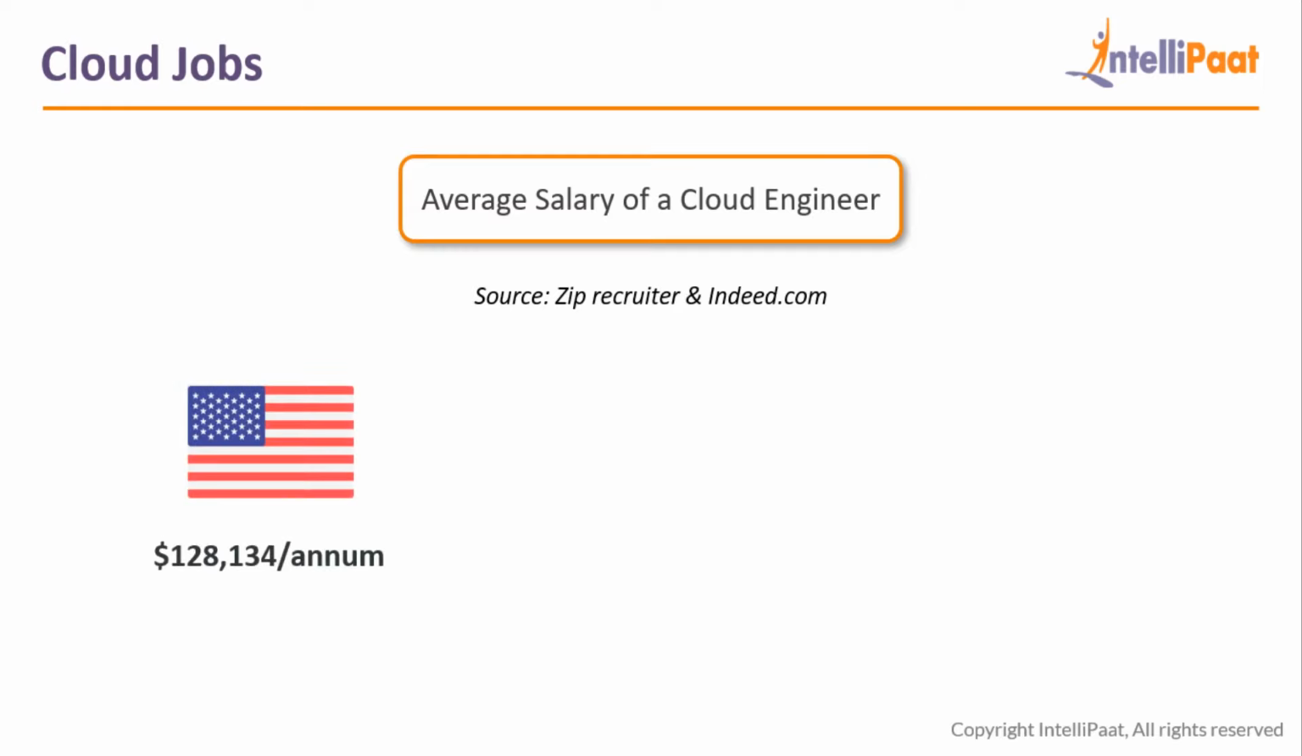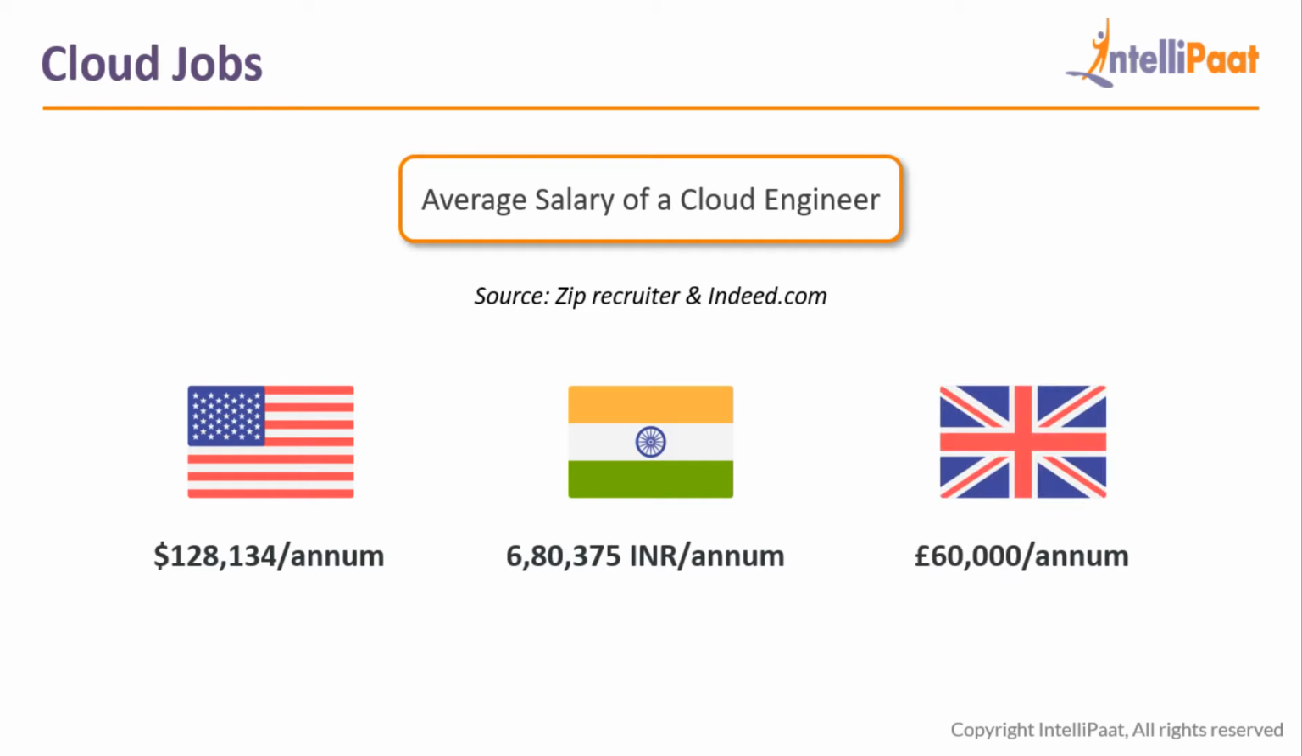So in the US, like I told you, the average salary is around $130,000. In India, the average salary is about 7 lakhs per annum. And in the UK, the average salary is 60,000 pounds per annum. But remember, guys, this is average. So based on your skills and experience, you can fetch a far higher salary. For example, I have some friends in India who are earning up to 45 lakhs per annum just by becoming a cloud engineer.